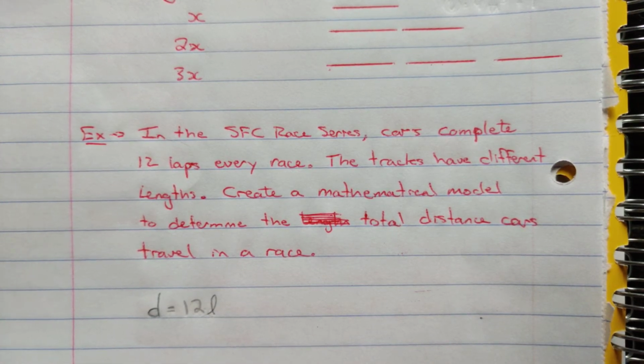So if a track says our track length is 30, it's 12 times 30, which is going to give us 360. Maybe it's 30 kilometers, so it's 360 kilometers in total that the car has to race. If another track says our track length is 200 kilometers, well, that's 12 times 200, which is going to be 2,400 kilometers the car races. So we can use that as a mathematical model, and we can graph that along the way as well, things like that. This would be an example of a direct variation.